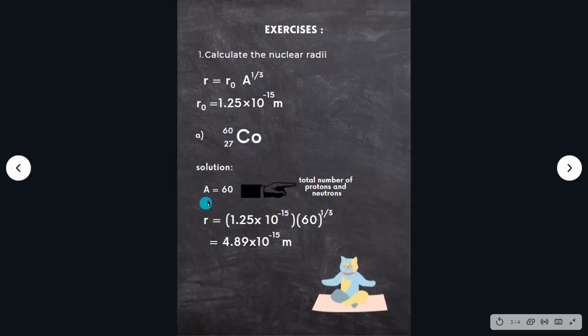So we know that the number above the element is the total number of protons and neutrons, which is the nucleon number. So we just plug in the value and we can get the answer.